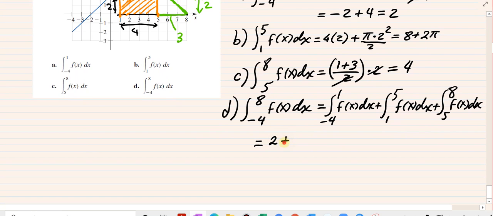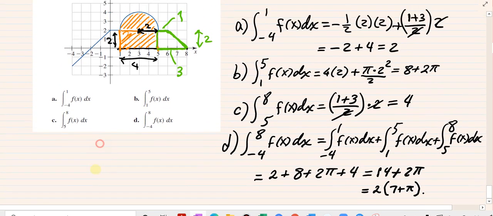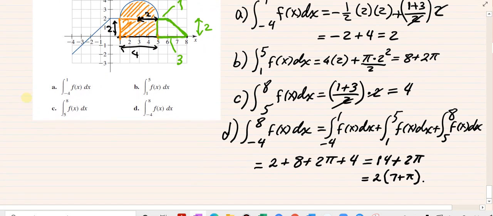That's going to be A was 2, B 8 plus 2 pi, and C was 4, right? And that makes it 14 plus 2 pi. That is the exact area, 14 plus 2 pi. If you want, you can factor a 2 out, it doesn't matter. 7 plus pi, just so, because they taught me to factor everything, so that's just staying with me. All right, we're done with number 18. Hopefully that one looks good too.